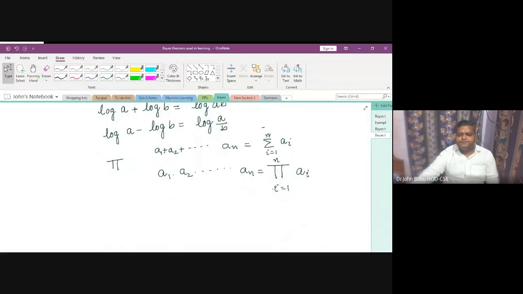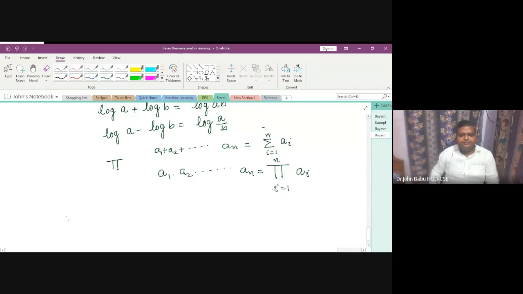So, did you use this term pi earlier in mathematics? Did you use it earlier at any time? Yes, sir.